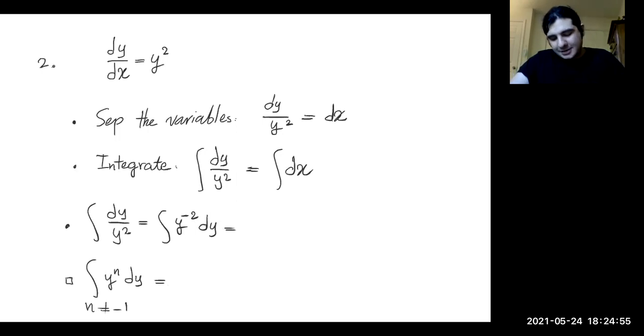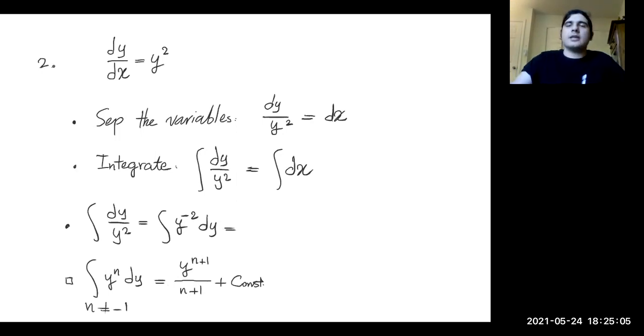Yes, so that is correct. So it would be y to the n plus 1 over n plus 1 plus a constant. It's pretty obvious here that this does not work when n is equal to -1, because if n is equal to -1, here n plus 1 would be 0, and we can't divide by 0, right?